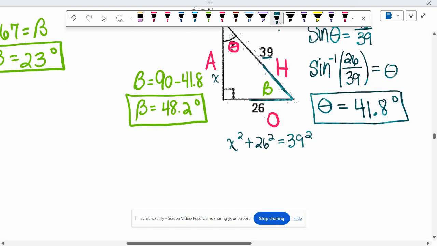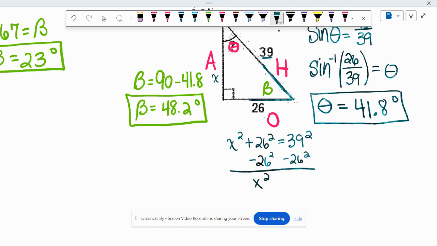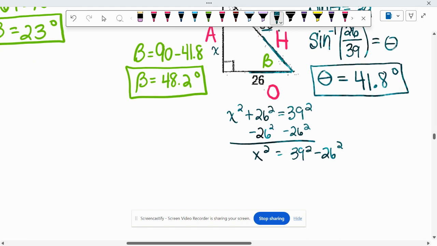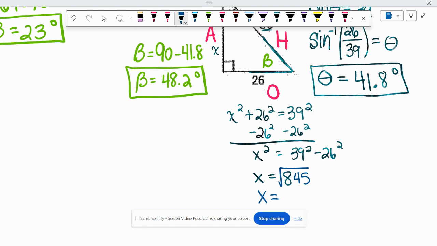So can I show you what I'm going to do? I'm going to subtract 26 squared from both sides really fast. So in your calculator, I just want you to figure out what 39 squared minus 26 squared is. 845. Take the square root of that. What'd you get? 29.06. So we're going to round that to the nearest tenth. That's 29.1.